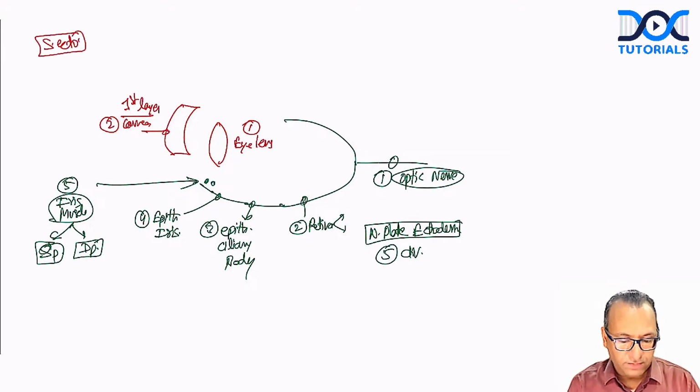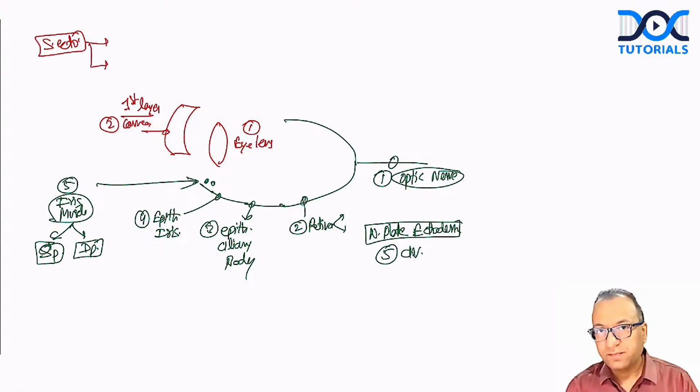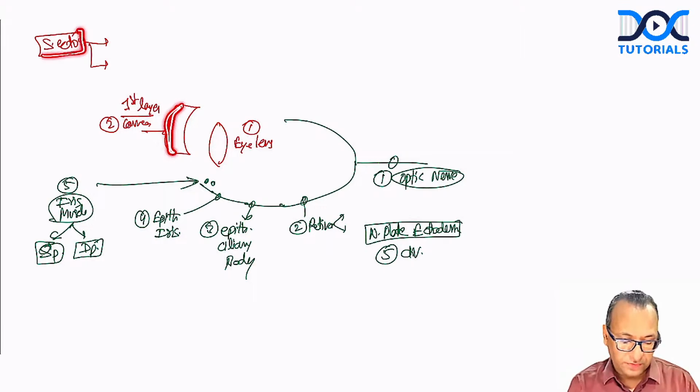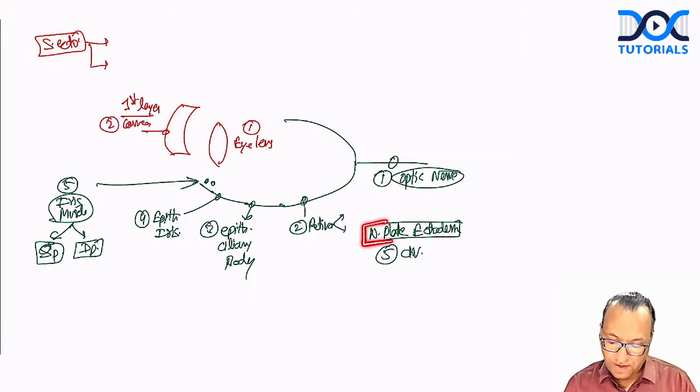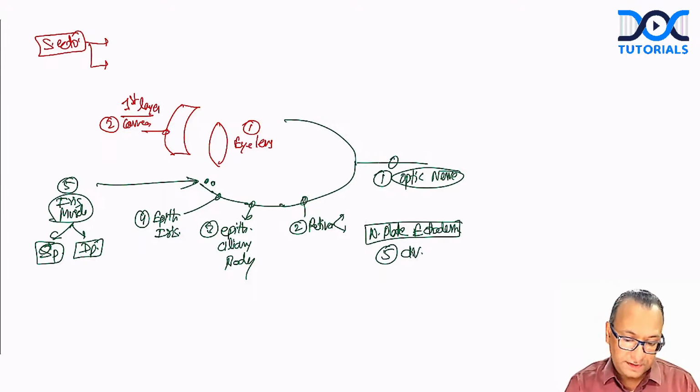So what are the two derivatives of surface ectoderm in the eyeball? Number one, the eye lens. And number two, the first layer of cornea. It is the very first layer of cornea that is from the surface ectoderm. So now, 5 derivatives of neural plate ectoderm and 2 derivatives of surface ectoderm, and the rest in the eyeball is from neural crest cell. Can you tell what all is coming from neural crest cell?